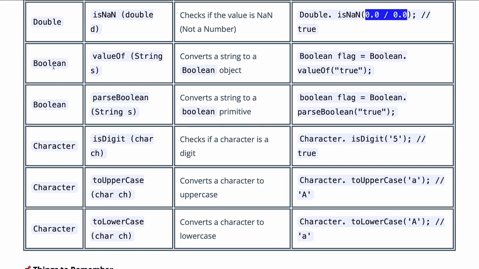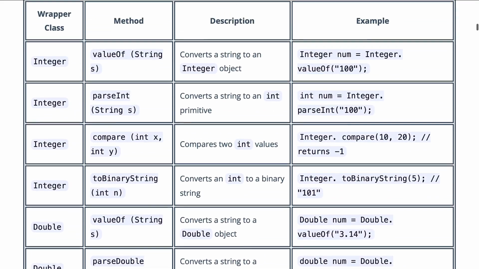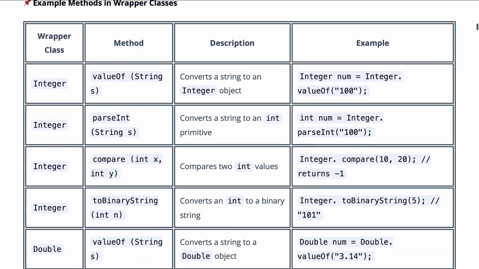There are also methods defined on the Boolean wrapper class and also the Character wrapper class. Boolean has valueOf and parseBoolean methods, and Character has isDigit. So you can check if a character is a digit. You can convert a character to uppercase or to lowercase. So there are a lot of utility methods in these wrapper classes.